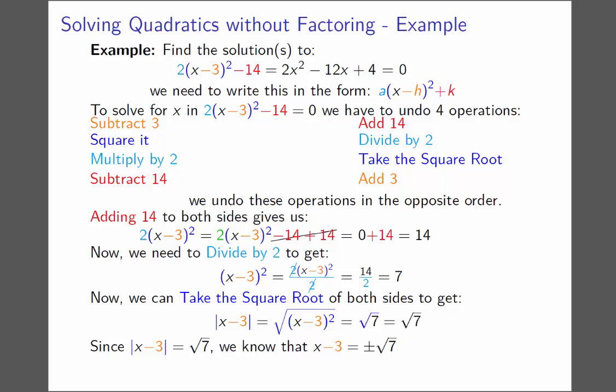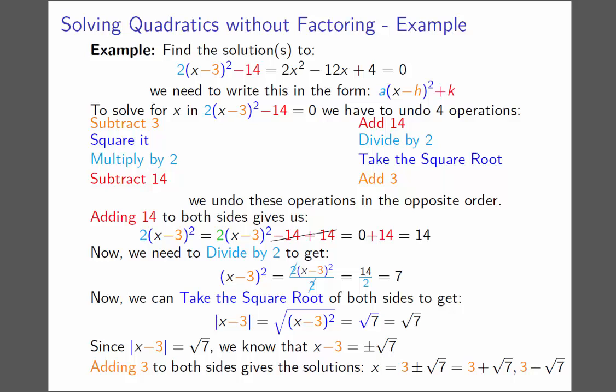Now we have that the absolute value of x minus 3 equals the square root of 7. So we know that x minus 3 itself must either be the positive or negative of the square root of 7. And since we know x minus 3, all we have to do to get x is to add 3 to both sides. So adding 3 to both sides gives our solutions. x equals 3 plus the square root of 7, and x equals 3 minus the square root of 7.